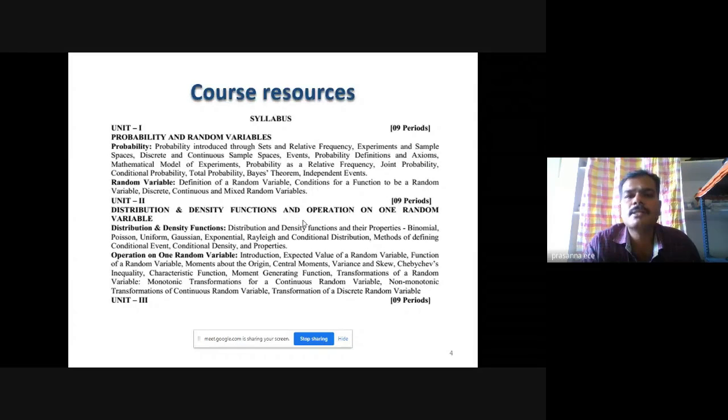Of these, the most important is the Gaussian distribution. You can see binomial, Poisson, uniform, Gaussian, exponential, and Rayleigh. Out of all six distributions, the Gaussian distribution finds the most application. Almost every industry applies the Gaussian distribution, so when you study, you should give more importance to it. Finally, we study what is known as conditional distribution. Conditional distribution is again an advanced form of all these distributions, along with methods of defining a conditional event, conditional density, and its properties. All these are related to conditional distribution.